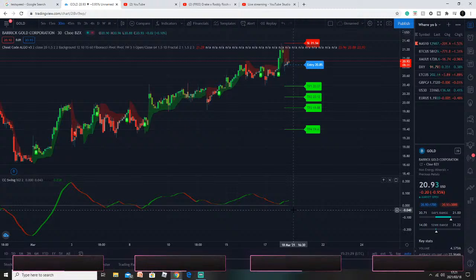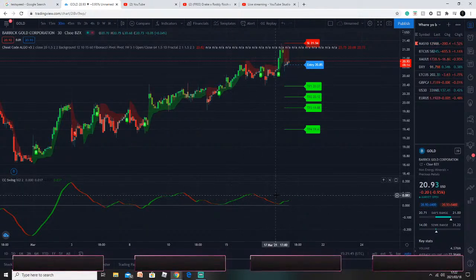Now, though it has given us an entry, I would have taken this entry but expect to risk what I'm going to lose. So if you're going to enter here, I'm going to tell you to minimize your lot size. The reason we're minimizing our lot size, like I said, is that the CC swing is above the 0 line.